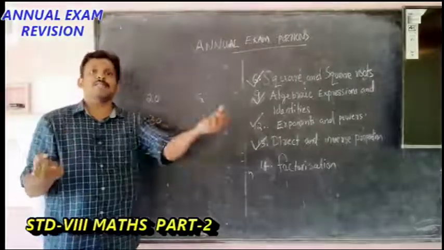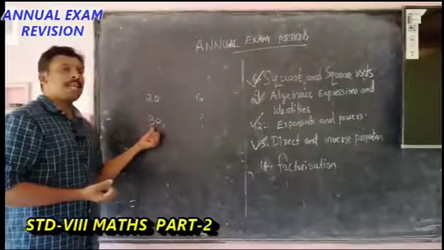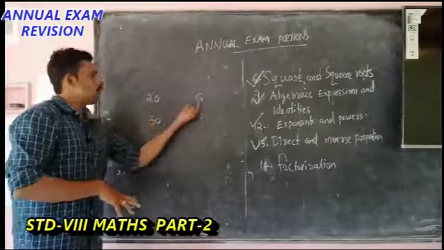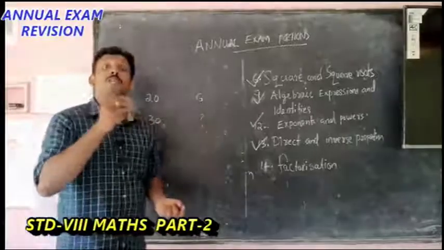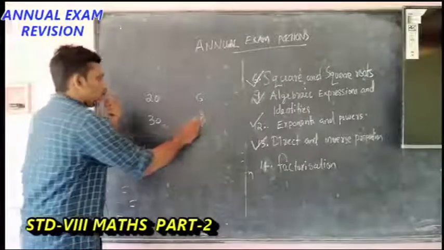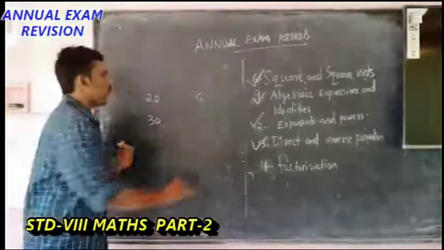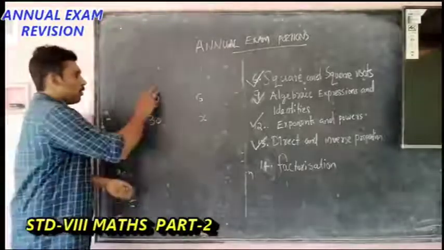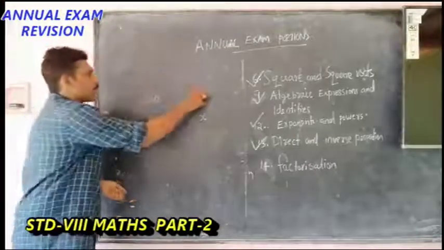20 animals, 6 days. Then what about the 30 animals? Obviously, here is increasing, here will decrease. So this is inverse proportion. Okay, inverse proportion, you can write it here. We don't know how many days it will take, so you can take it as x here. Okay, it is an inverse proportion. 20 animals, 6 days.